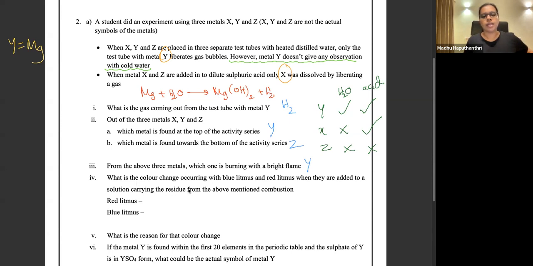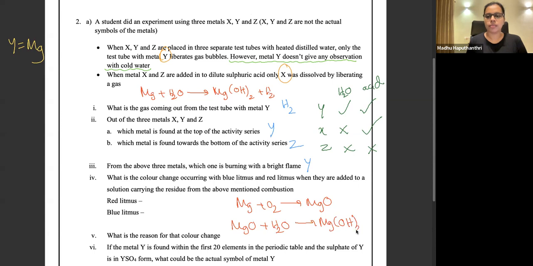And then what is the color change occurring with blue litmus and red litmus when they are added to a solution carrying the residue of the above mentioned combustion? Now, when magnesium is combusting, what is happening? It is going to MgO. So when you add this into a solution, this is forming magnesium hydroxide now. So magnesium hydroxide is there means OH minuses are there. When OH minuses are there, solution is basic, right? Solution is basic.